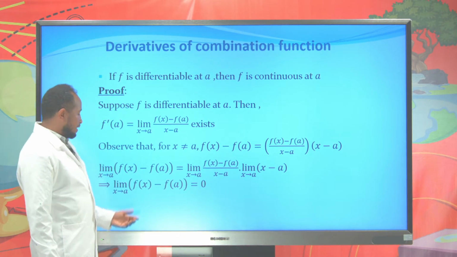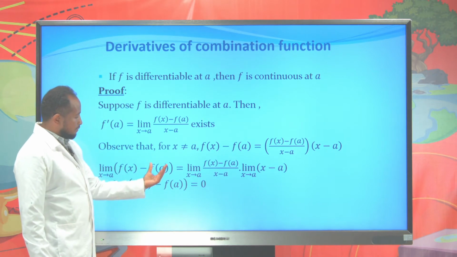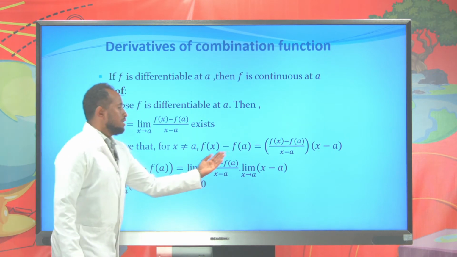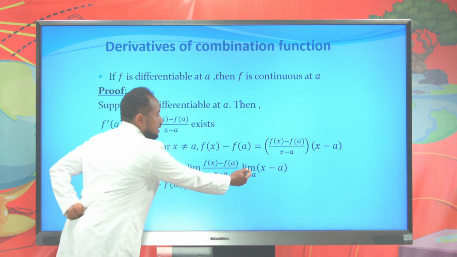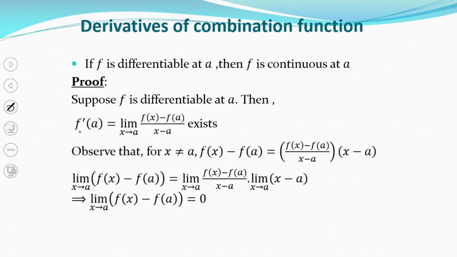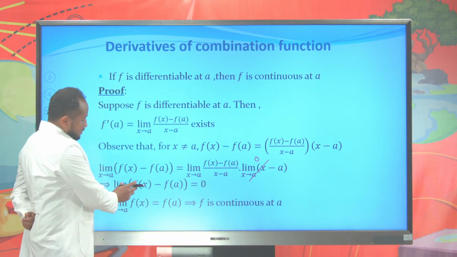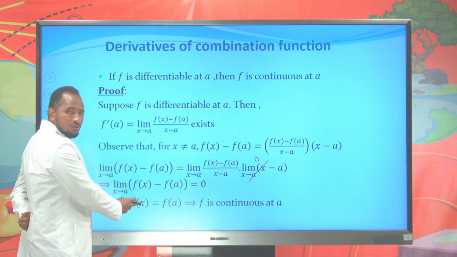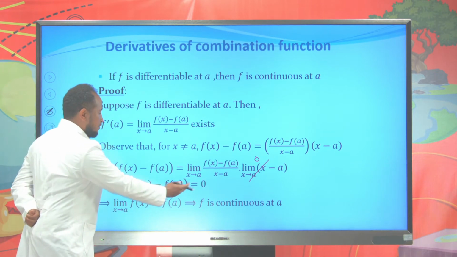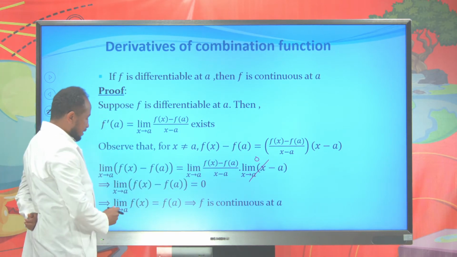So this implies the limit of f of x minus f of a is equal to the limit of this part times the limit of x minus a, where x approaches a, and this part will be 0. Therefore, when you multiply 0 by this part, the right side will be 0. Therefore, the limit of f of x minus f of a, where x approaches a, is equal to 0. So from this you can see that the limit of f of x, where x approaches a, is equal to f of a. You can just take this to the other side.